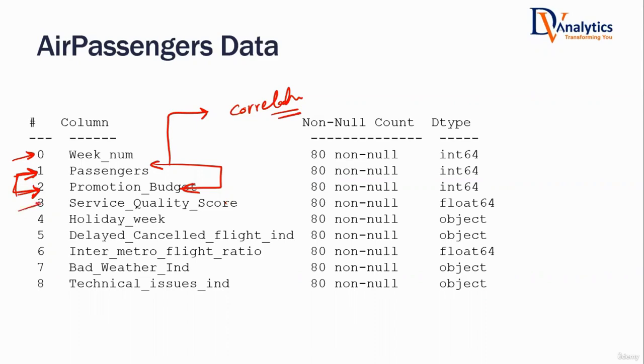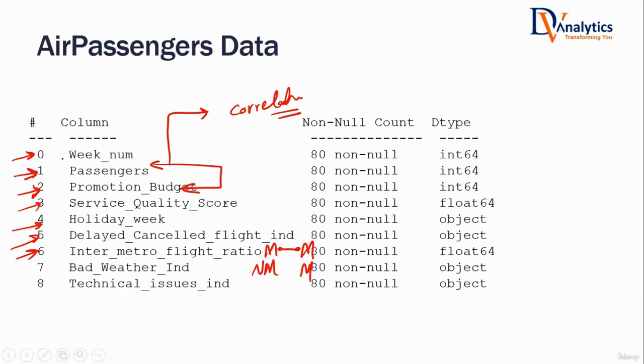Service quality score versus passengers. Does service quality have an impact on the passengers? Holiday week: whether it is a holiday week or not, does it impact the passengers? Maybe. Delayed or cancelled flights: if there are more and more delays and cancellations of flights, does it impact my passengers? Maybe. Inter-metro flight ratio. There are flights between metro to metro cities. There are flights between non-metro to metro cities. Do you think that if there are more flights between metro to metro cities, it impacts the passenger count?